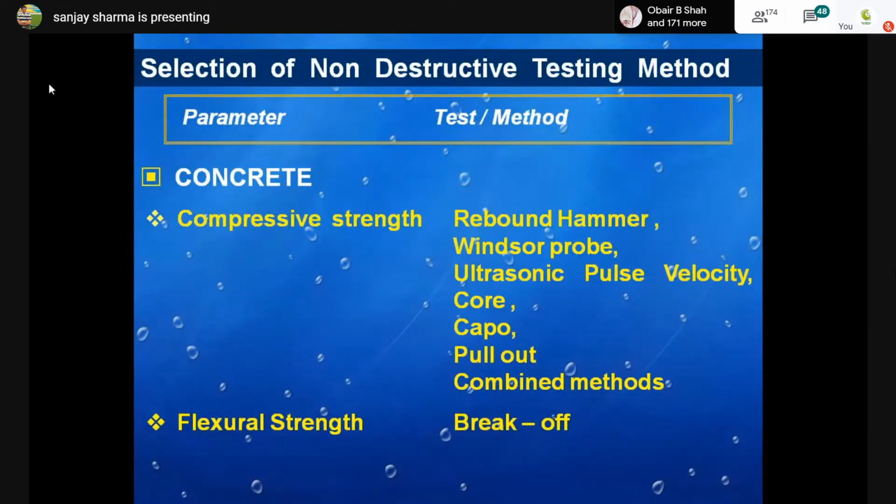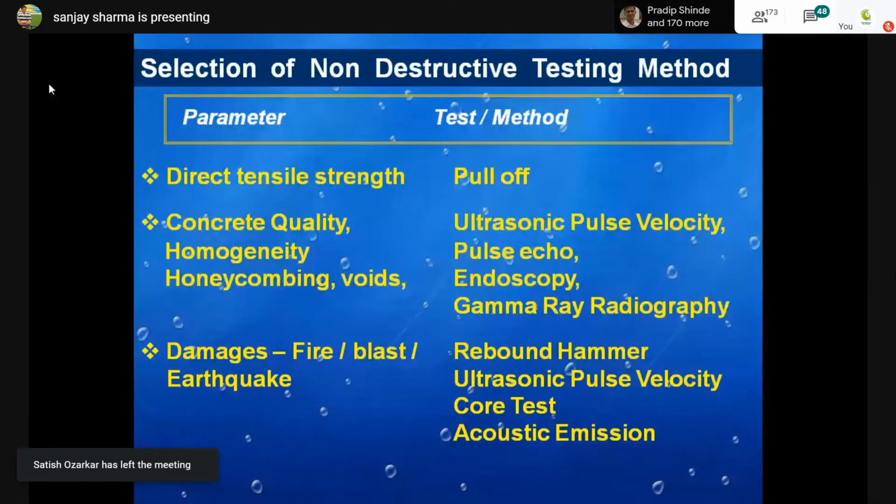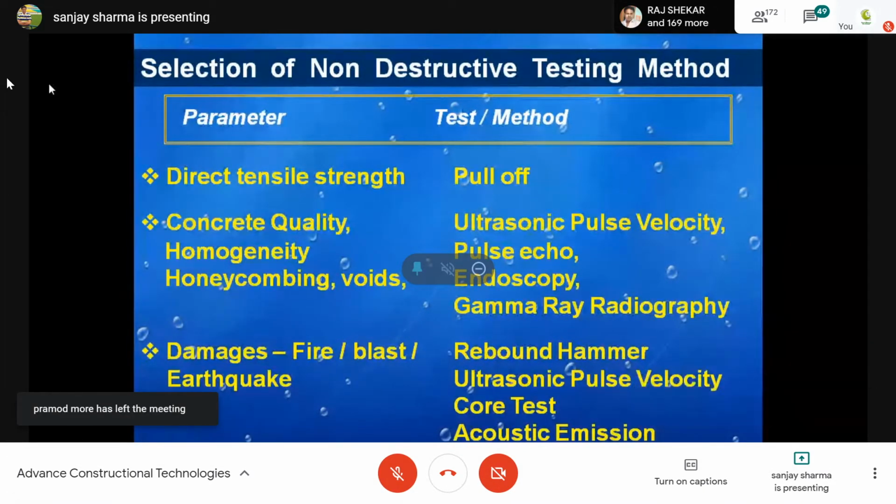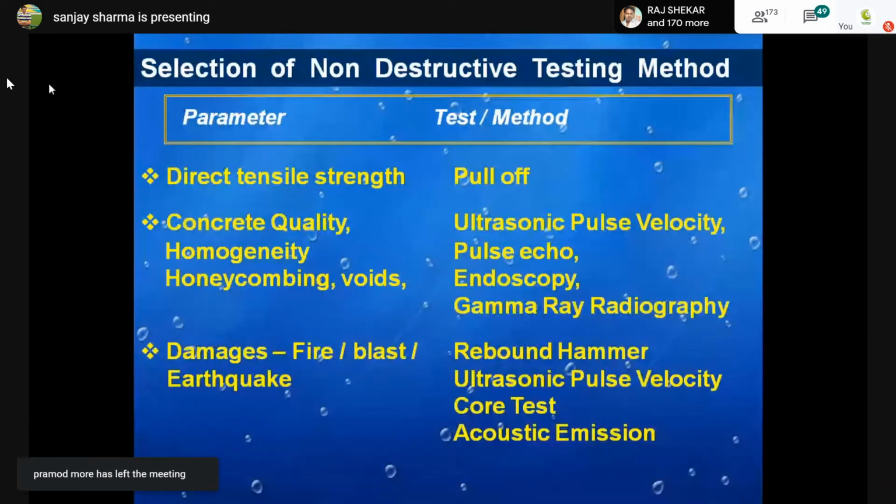So depending upon our requirement, how do we select a particular equipment for our purpose? If you want to determine the compressive strength, you will find that rebound hammer, Windsor probe, ultrasonic pulse velocity, core, capo, pull-out, and any two of these combined methods can work here. You can use a single one also, but if you want more confidence, you can use two methods together. Flexural strength, if you want to determine, you can go for a break-off test. Similarly, for tensile strength, the pull-off test. For concrete quality with respect to homogeneity, honeycombing, and voids, you can go for the ultrasonic pulse velocity test, which is again a very commonly used test.